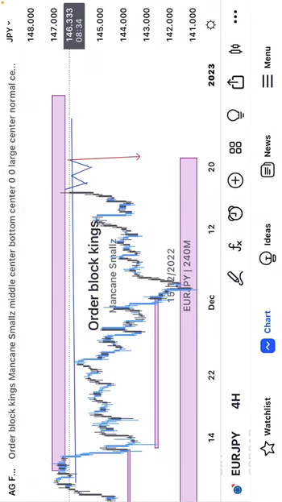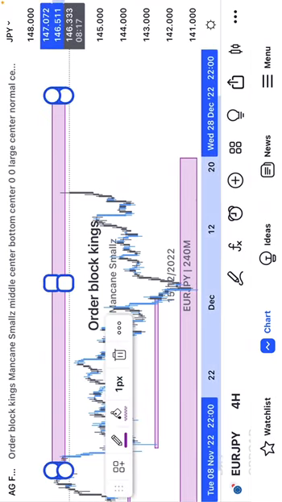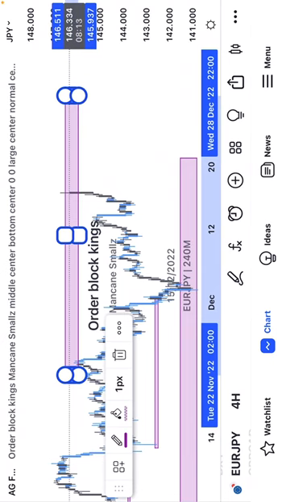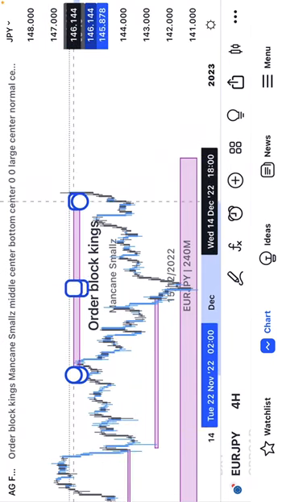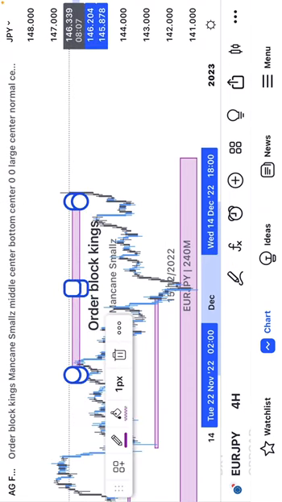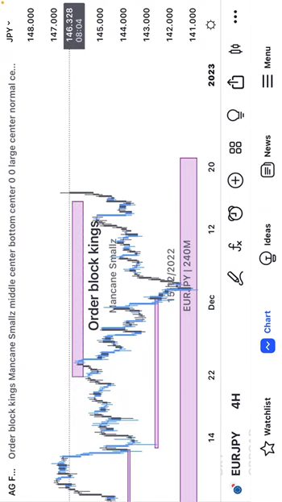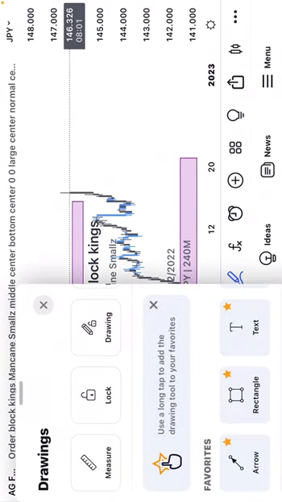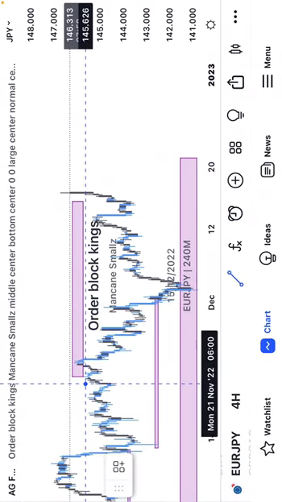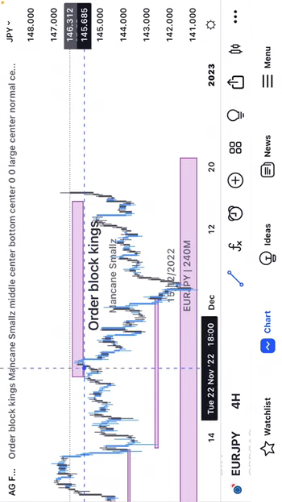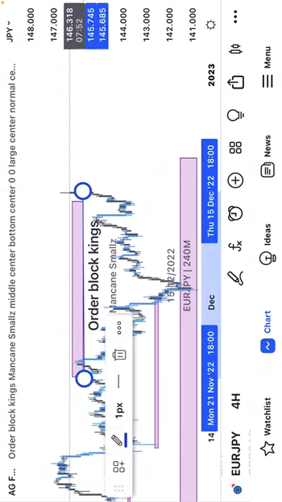Let's delete this. It's okay. I will show you something. Remember here we had a QML, a nice QML setup here. Let's draw it nicely. We had a nice QML setup on this trade from this level. Then what happened?